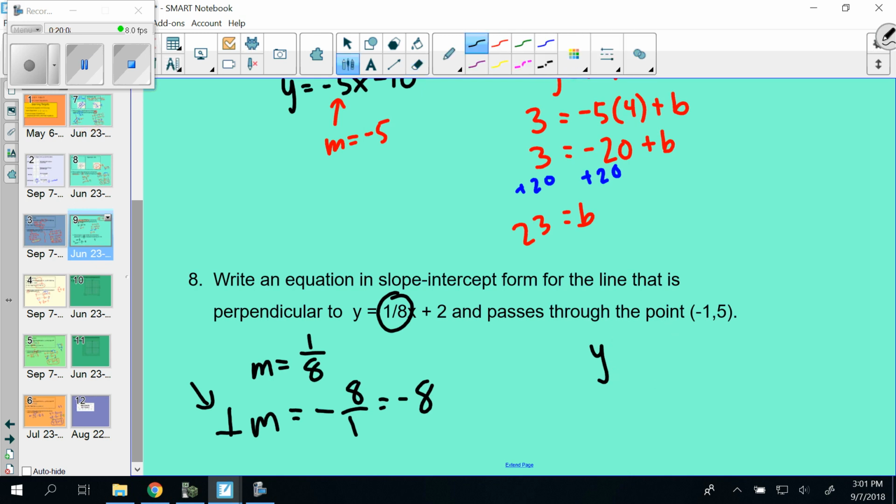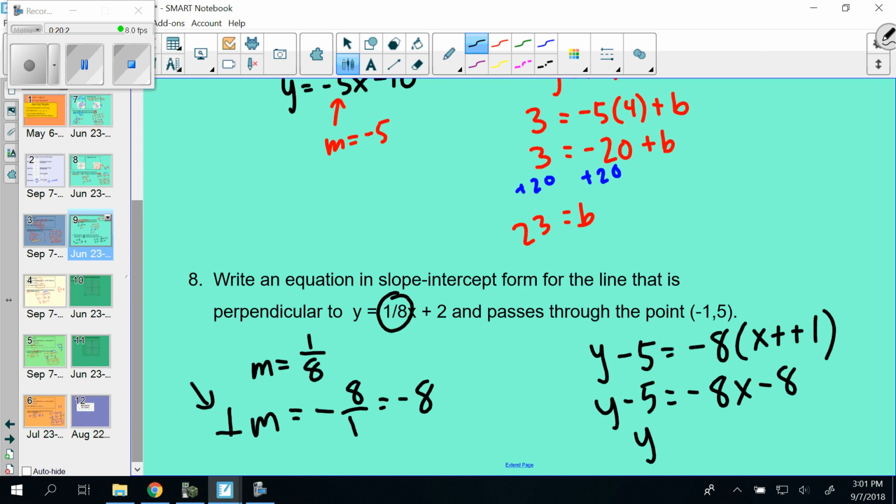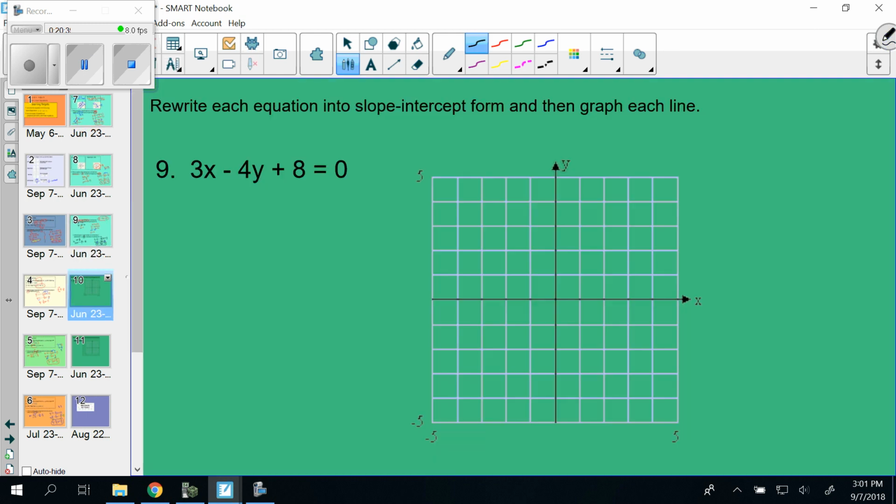Using point-slope form, we'd have y minus 5 equals negative 8 times x minus negative 1. Double slash that, distribute, and add 5 to negative 8, and you should have come up with y equals negative 8x minus 3. Make sure when you add 5 to the negative 8 that you get negative 3 and not 13. Okay. All right. We'll end on some graphing ones here.